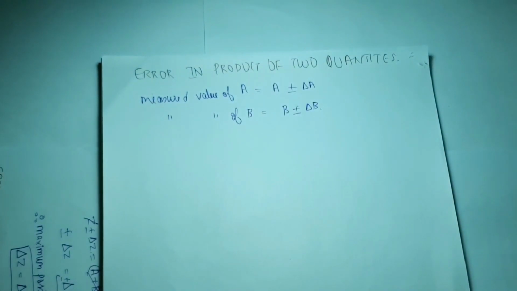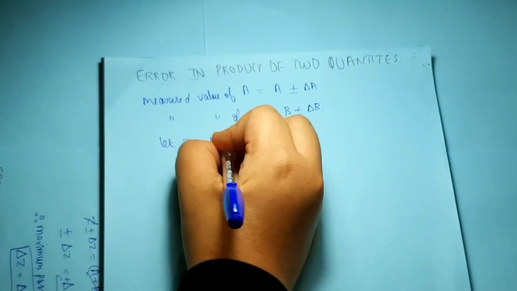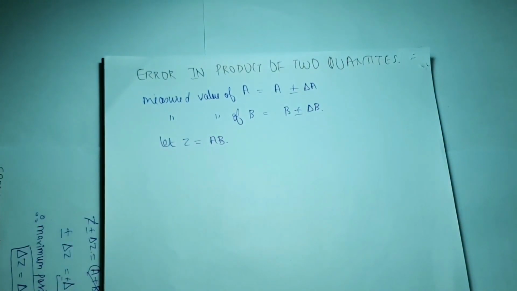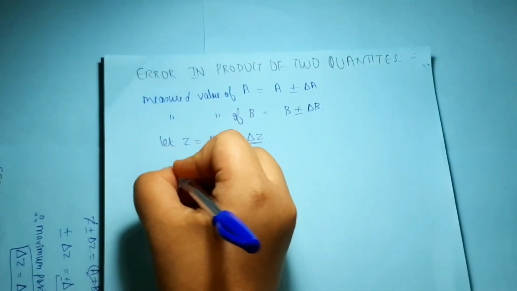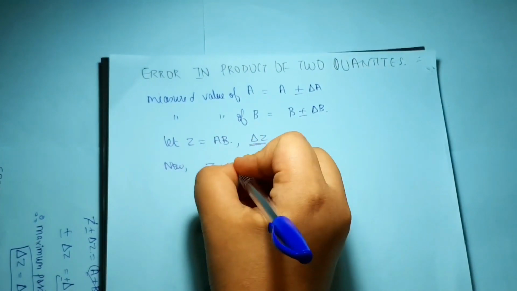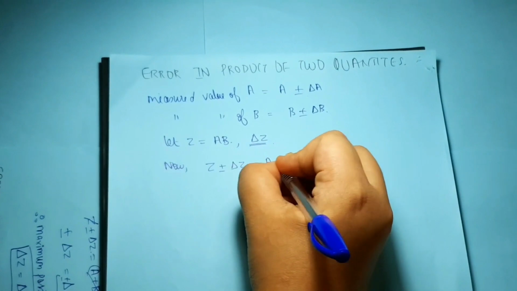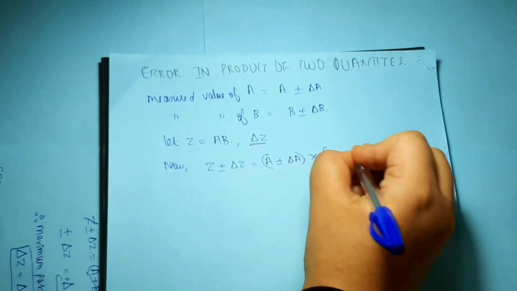Fine. Talking about product, let us have z. Let z be equal to a into b. Okay, so far clear? Now if z is the product of two measured quantities which have error, which means even z will have some error in it. Yes, makes sense, which means let z have an error called delta z in it. Fine. So we're going to have now z plus or minus delta z is equal to a plus or minus delta a, into multiplication, b plus or minus delta b.